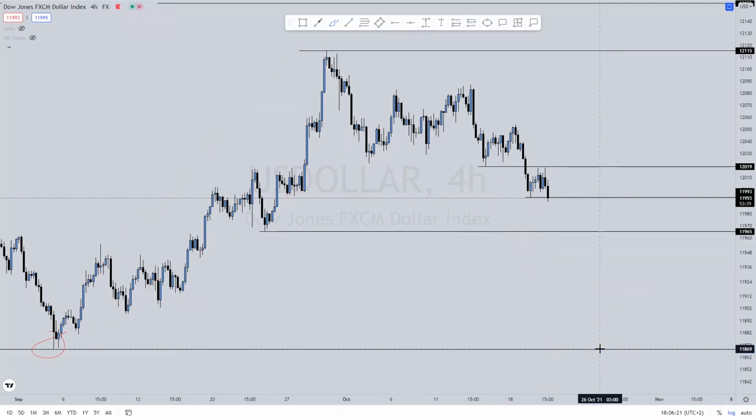So price can easily come down and test this area here at 11965 easily, guys. If price decides to come to the downside, and price comes for the corrective move, we can still expect price to continue to the downside, guys. So that is what I can see here on the dollar index. So let's jump into US30.